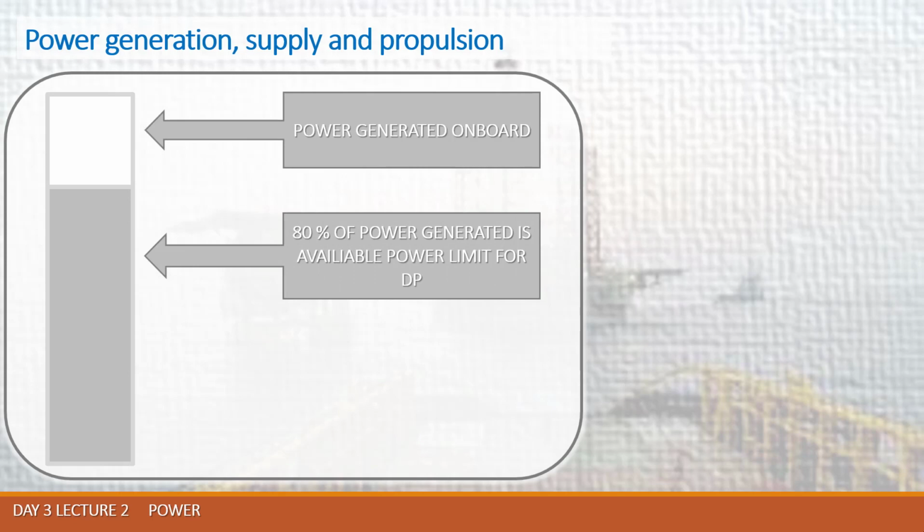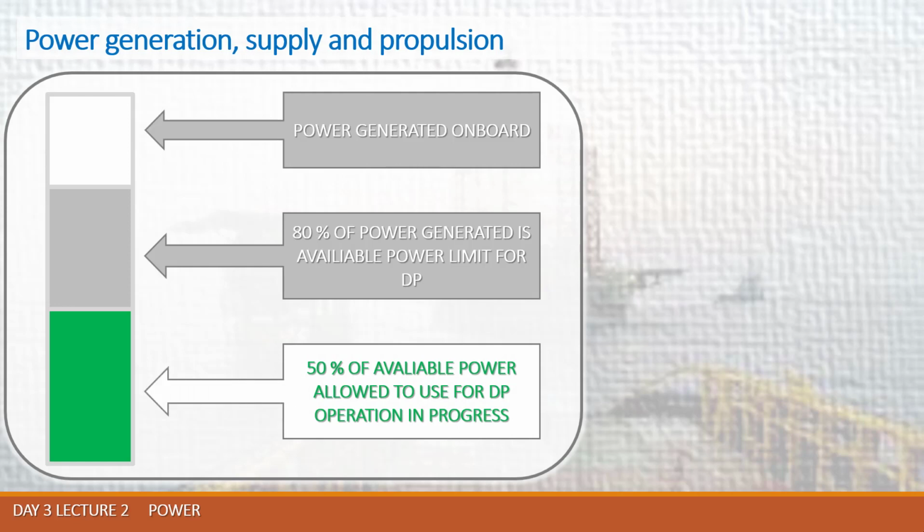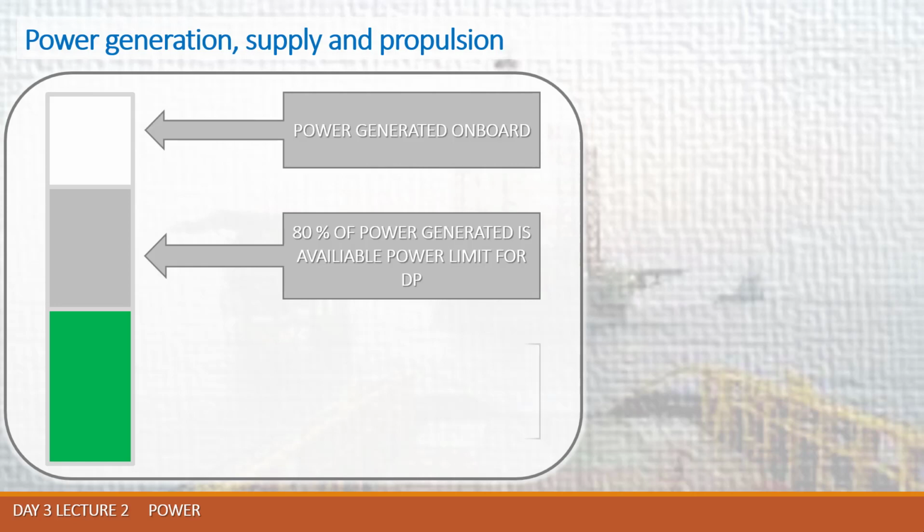But when we are on DP, we have to use the 50% marked with the green vertical graph, and those 50% of available power are allowed to be used for DP operations in progress. It means the remaining 50% of available power is the redundant spare energy, which, in case of loss, will let us abandon and stop operations safely.